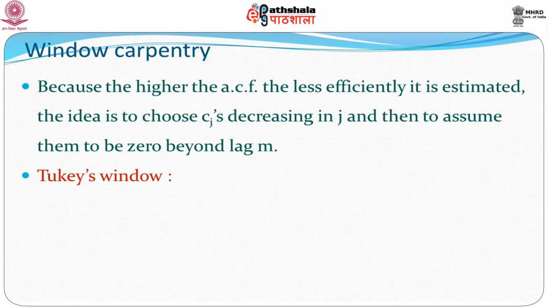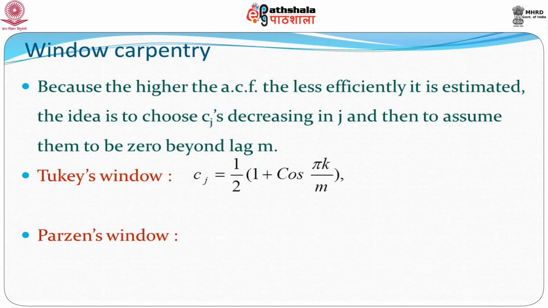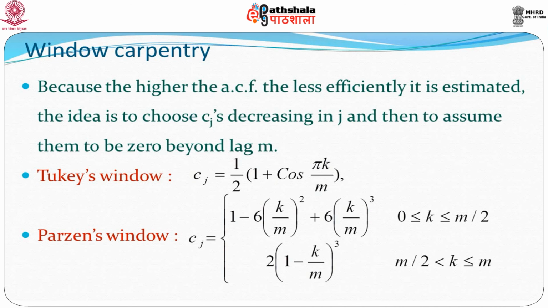Tukey's window, and that is given when C_k is equal to half of 1 plus cos(pi k by m), and the other, which is also very popular, is the Parzen window, which is a little bit more complex in that you define this differently for k less than m by 2 and for k greater than m by 2. So, there are several other types of windows by which you can actually smooth out the series, and you can show that the resultant I_n star would be consistent for the spectrum.